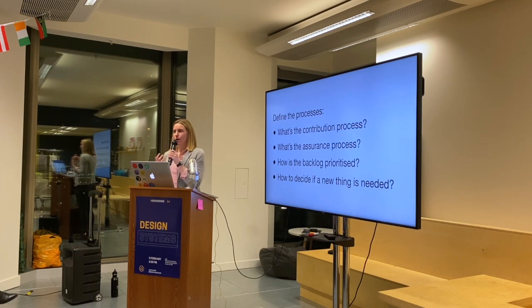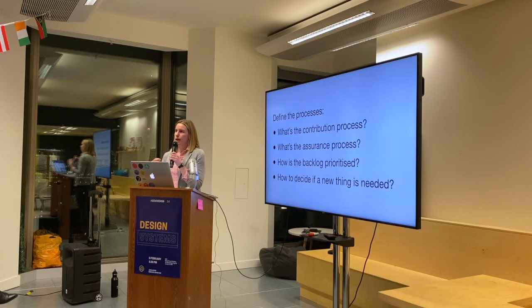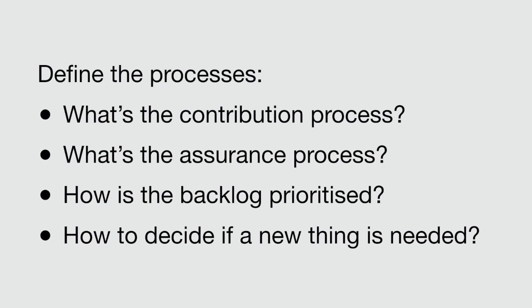So also a way to potentially solve this problem is to define processes. So we also need to figure out what is the contribution process to the MOJ design system, what's the assurance process. Should we be working closely with GDS and aligning on these processes as well? How is the backlog prioritised?